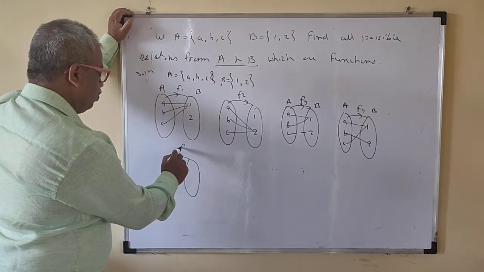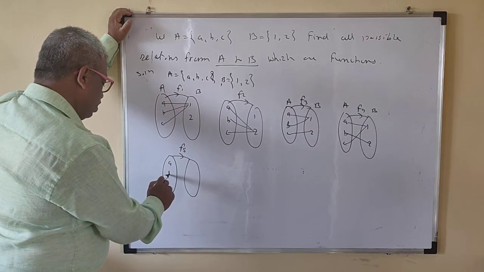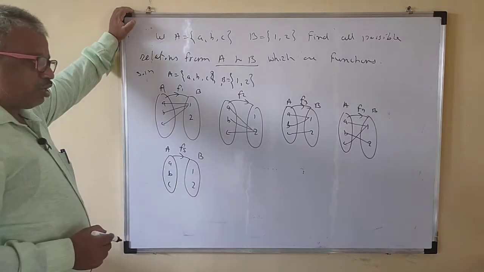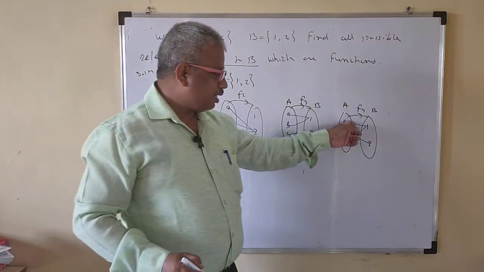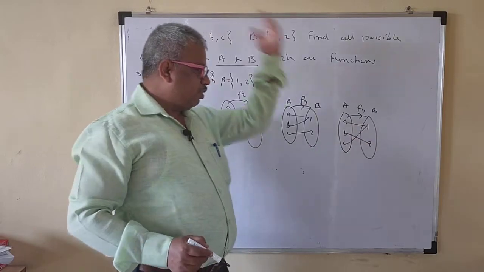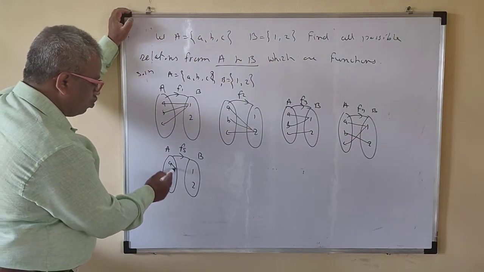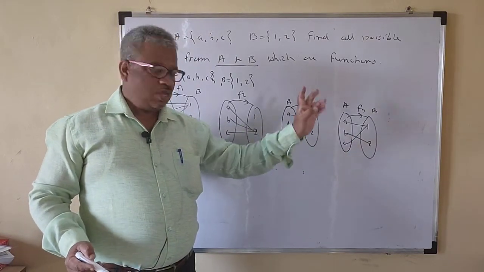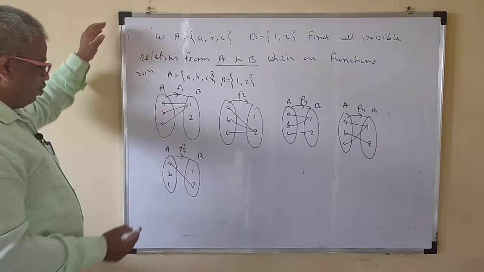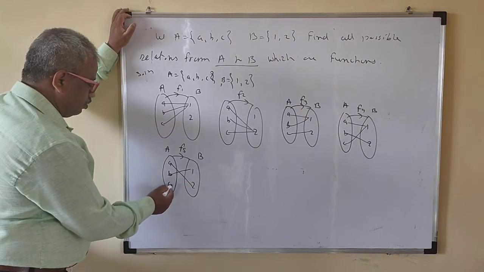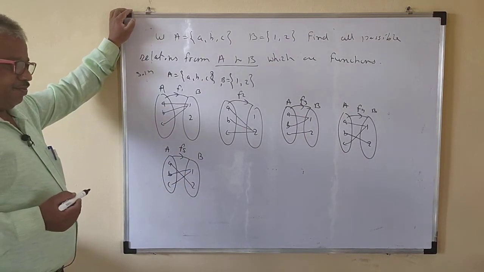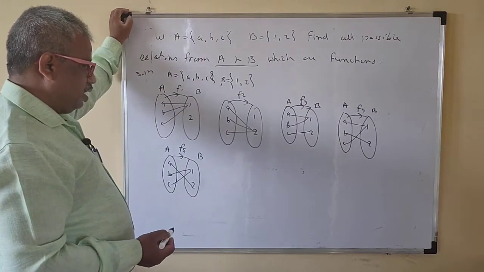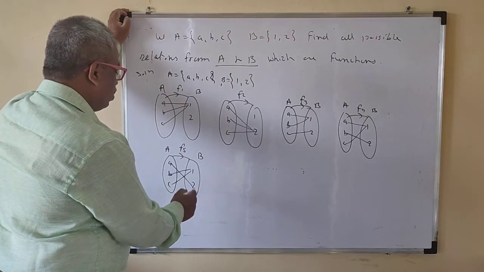Now we will write the next possible function, that is F5. So this is A, B, C, and 1, 2. This is your A, this is your B. What we will do here is take the image of A as 2, and we have taken the image of C as 2, second the image of B as 2, and now third the image of A as 2 here. And we will shift this here. Now the image of C is 1. So this is the fifth function.